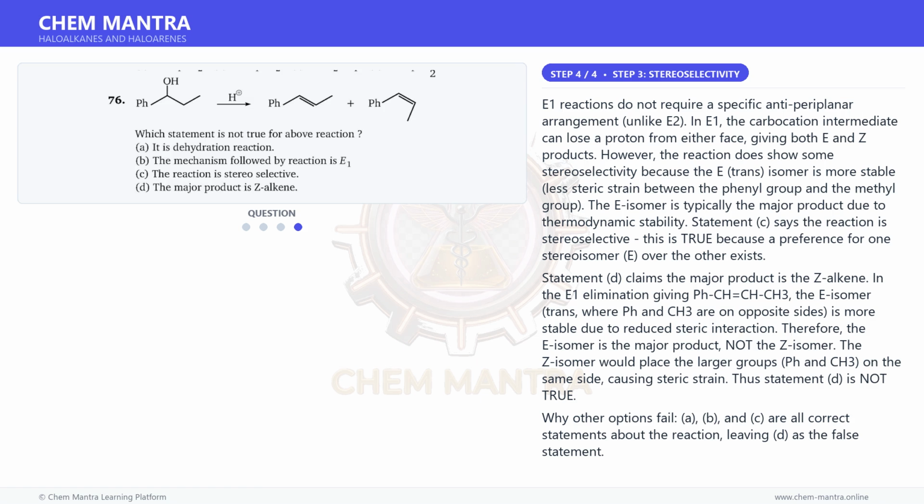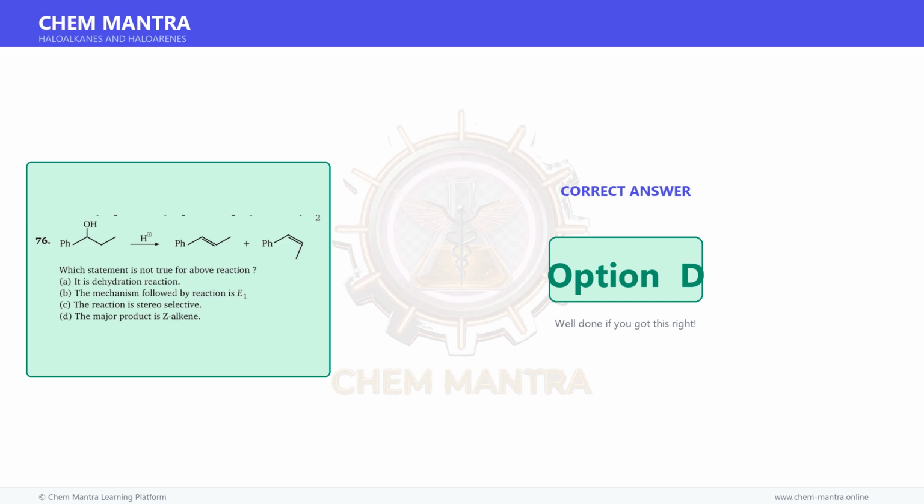Why other options fail: A, B, and C are all correct statements about the reaction, leaving D as the false statement. Therefore, the correct answer is D. Therefore, the correct answer is option D.